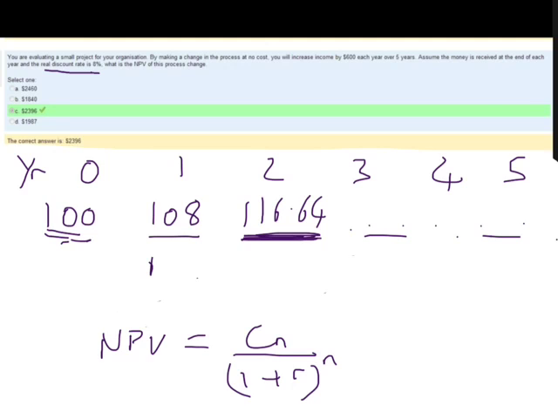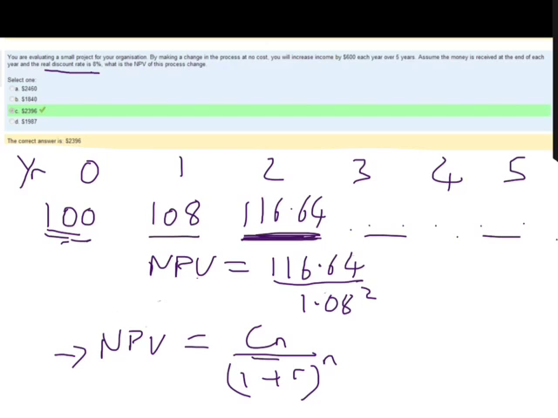So we've got our NPV is equal to 116.64 divided by 1 plus R, so in this case 1.08 squared, and I think we just did that calculation. 116.64 divided by 1.08 squared is 100. So there you have it. This equation is going to give you the value now of any particular cash value that we're going to lay out or get back at some point in the future.